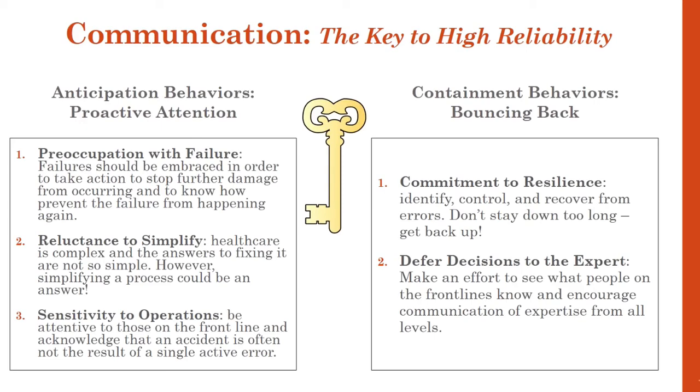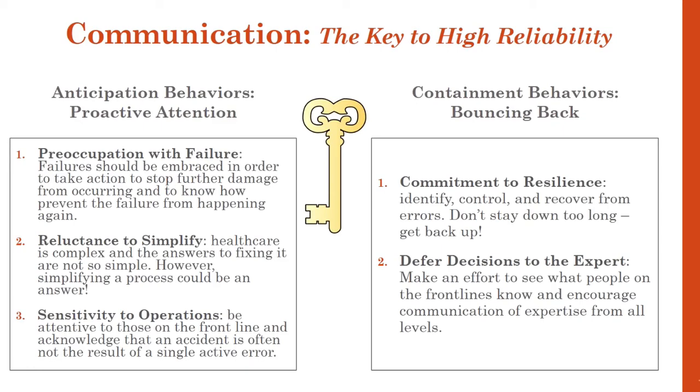However, simplifying a process could be the answer. All of that requires rigorous analysis of processes, digging into root cause, having focus groups, again, contingent upon team-based care and communication, sensitivity to operations, the third one here about being proactive. These are your Gemba walks. These are talking to your staff, listening to their concerns, and knowing that an accident is most often not the result of a person. It's a result of the system and how that person functions within the system.